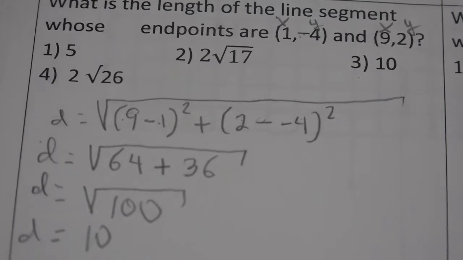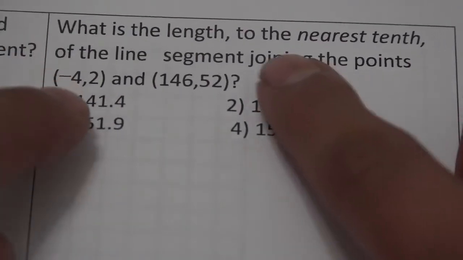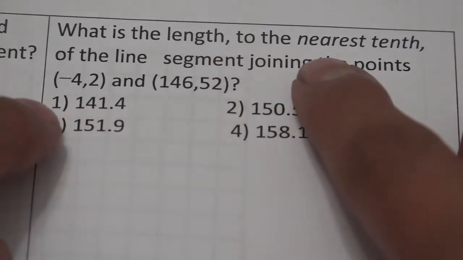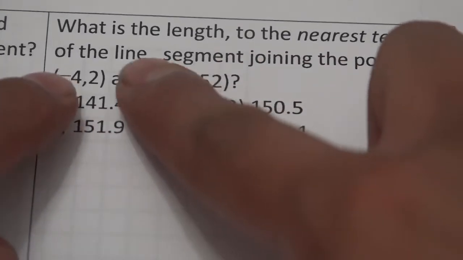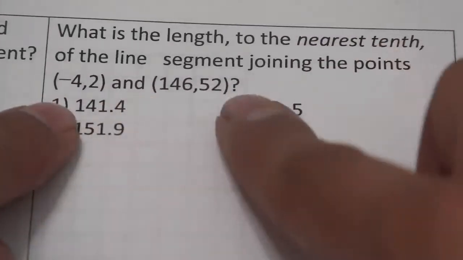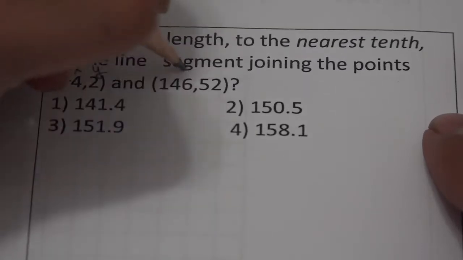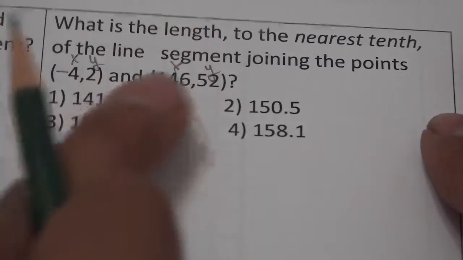Okay. Next problem. What is the length to the nearest tenth of the line segment joining the points? These points. All right. So this is x, y, x, y. I'm going to call this the ones and this the twos.